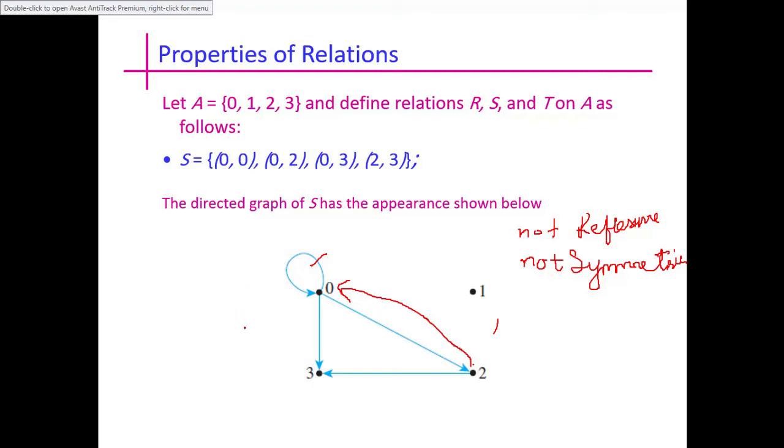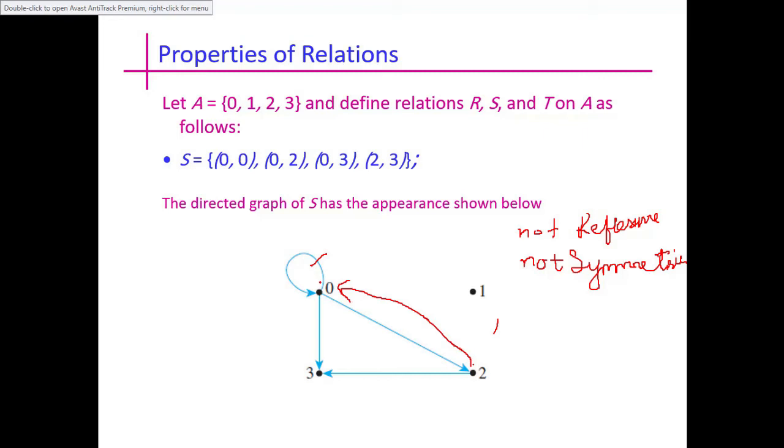Now lastly we need to check it for transitiveness. For transitive, we need to check that if 0 is related to 2, and 2 is related to 3, then 0 and 3 must be related. So there must be a connection between 0 and 3.